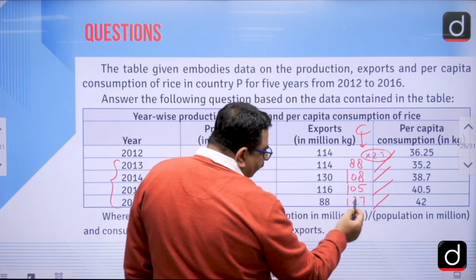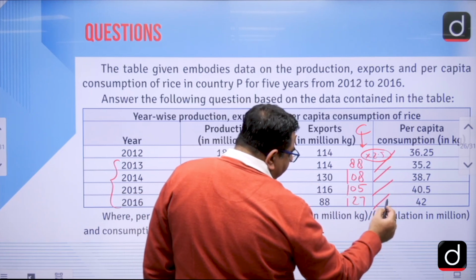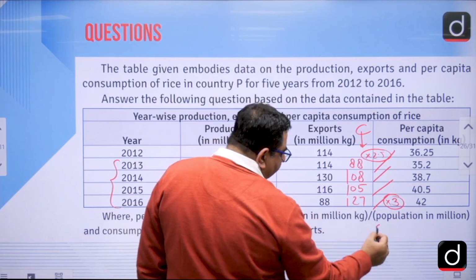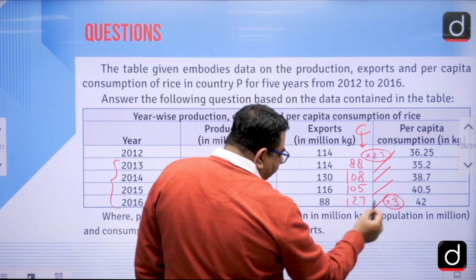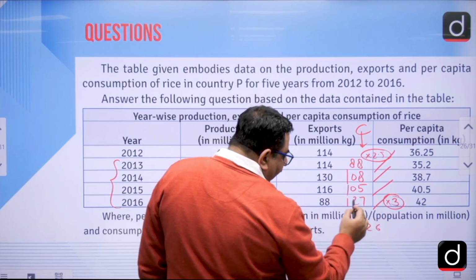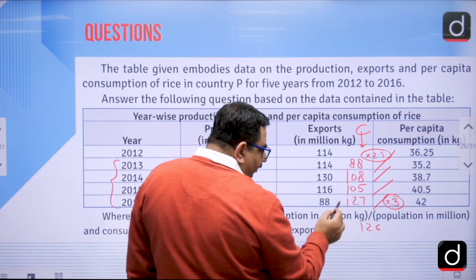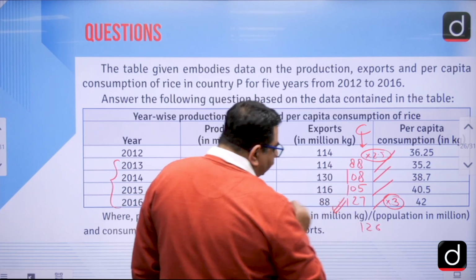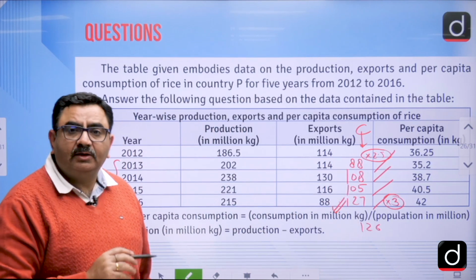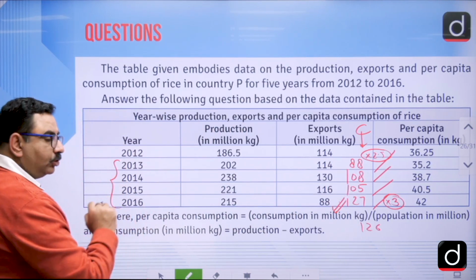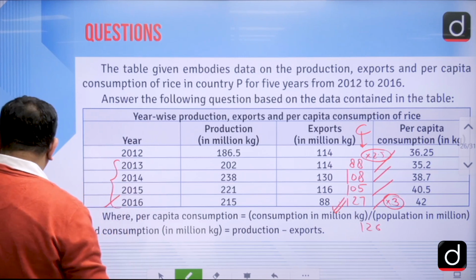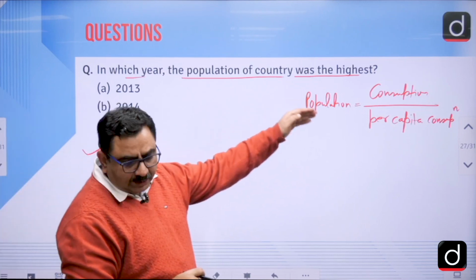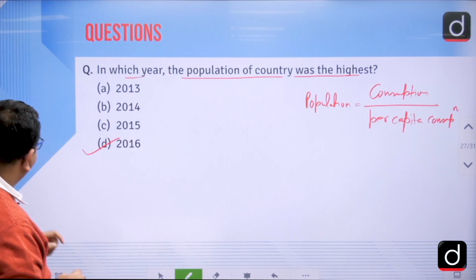Now 42 and 127. Can I say this is near about 3 times? So 3 times of this is what? 3 into 2, 6, 3 into 2, 3 into 4, 12. So this is 3 times of that. So can I say the answer to this division will be slightly more than 3? This is less than 3, this is also less than 3, right? So in this ratio only we can get the answer slightly more than 3. So this ratio would be greatest, right, in 2016. So my answer should be option D for population. The calculation I have shown you in the previous page, right?